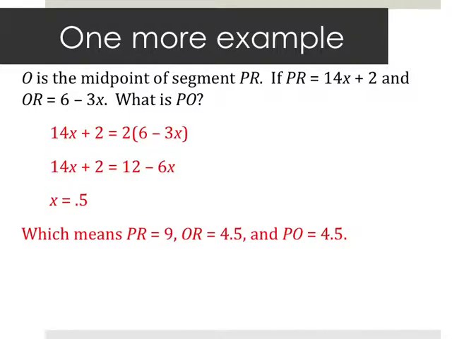So I did it by doubling. Oh, and I didn't finish the problem. So I got the value of x being 0.5, and then as it says, we want to find PO, so plug it back in and find that distance of 4.5.